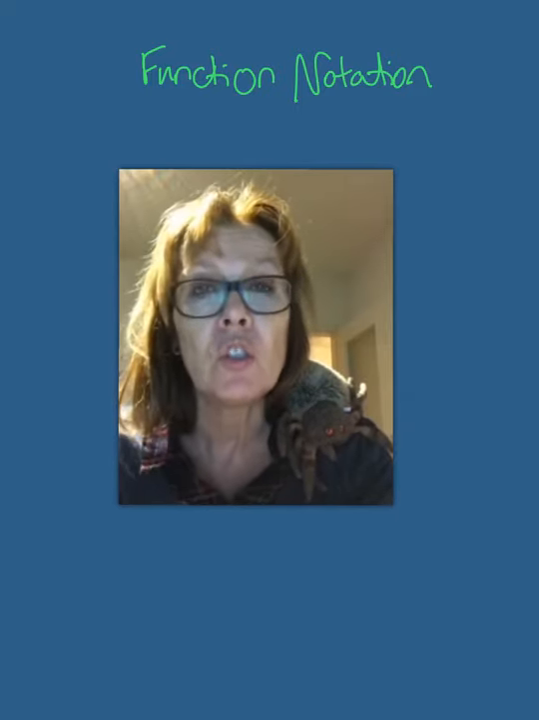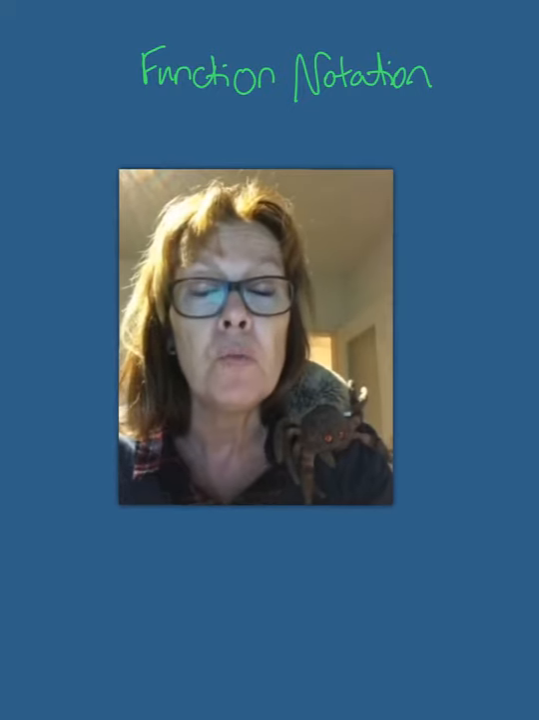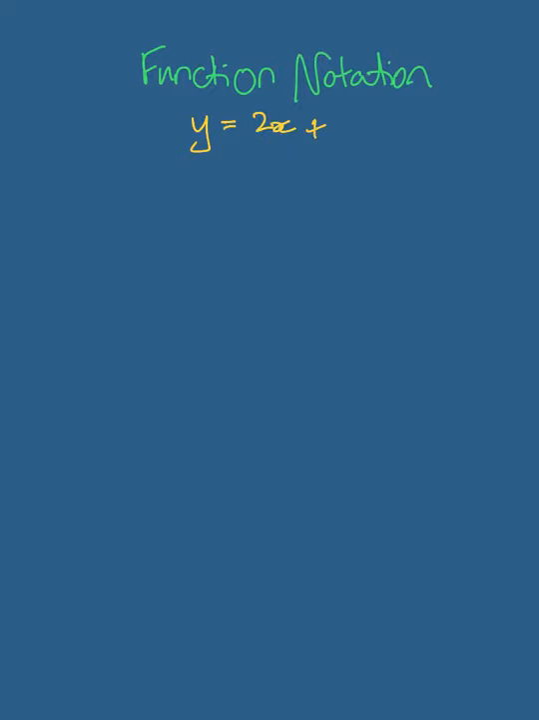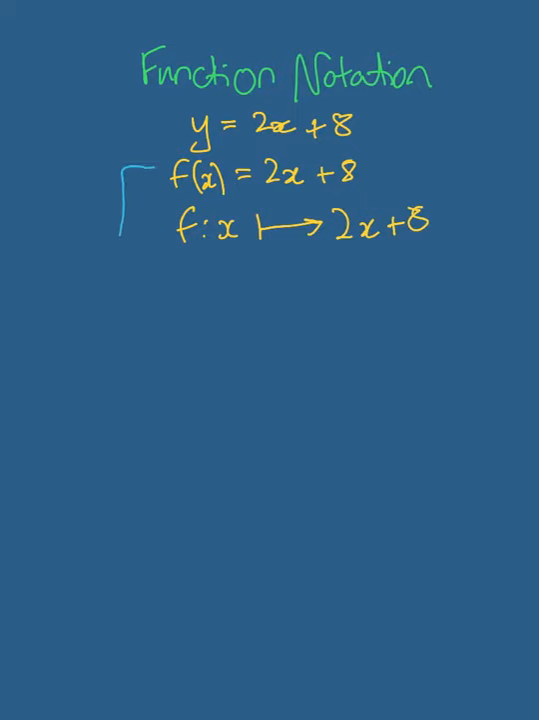In the world of functions, that has its own language, its own special written notation. By now you should be pretty familiar with it, so it shouldn't be too hard to just quickly revise this. In a function where y is equal to 2x plus 8, you may see it written as f of x is equal to 2x plus 8. Or you may also see this: f such that x becomes 2x plus 8. So these two are just function notation, but it means the same thing as this.